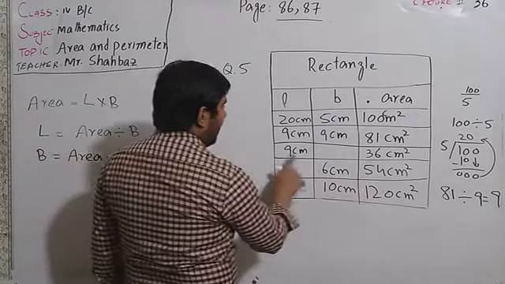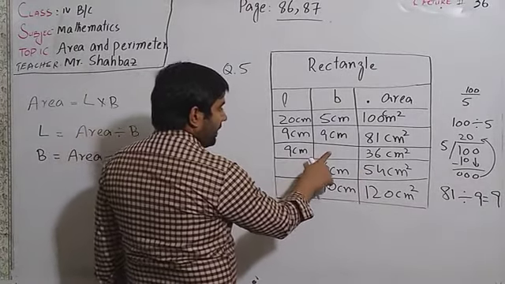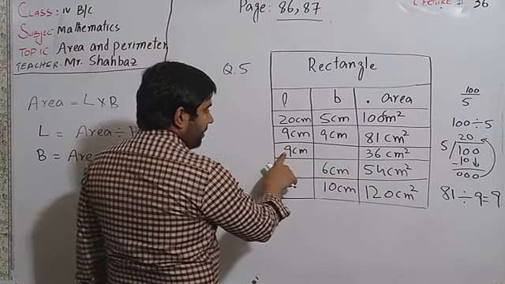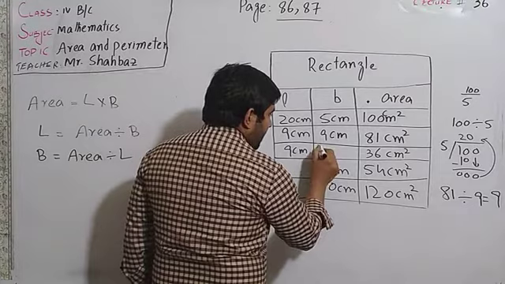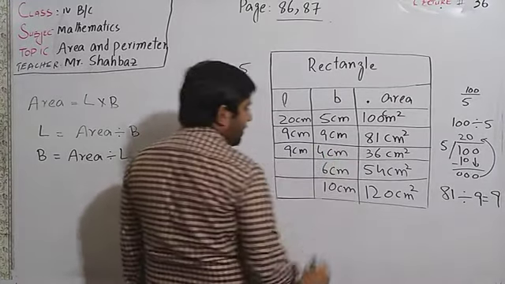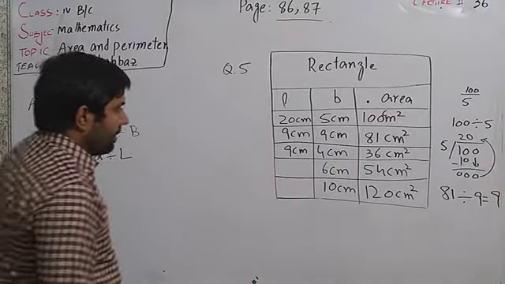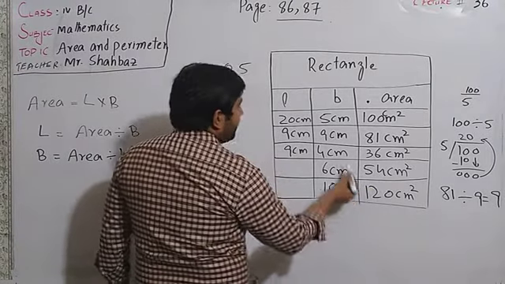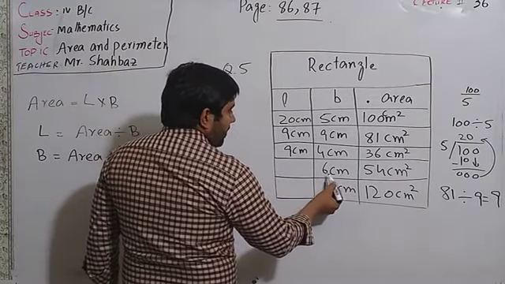Now we have area and then length. We have to find the breadth. 36 centimeter divided by 9 centimeter. 9 4s are 36. This is the answer. And the next one, area is 54 centimeter square and the breadth is 6 centimeter.